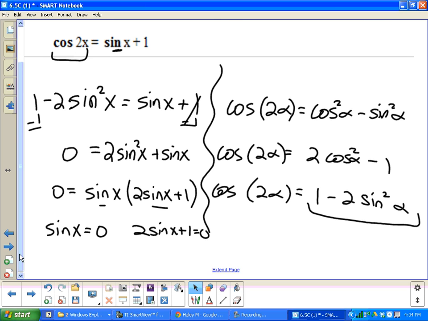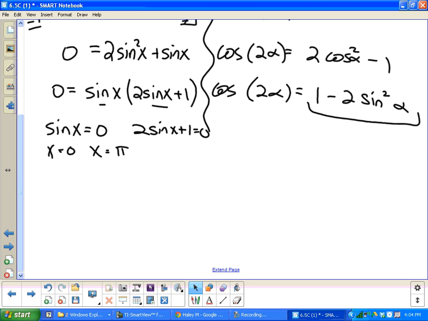So my first one there, where on my unit circle is the sine 0? Okay, so that would be at 0 and also at pi. So we have 0 and pi there. Now let's solve the other one. So my other one, I'm going to subtract the 1. So I'll get 2 sine x equals negative 1, and then divide by 2. So we'll get sine x equals negative 1/2.